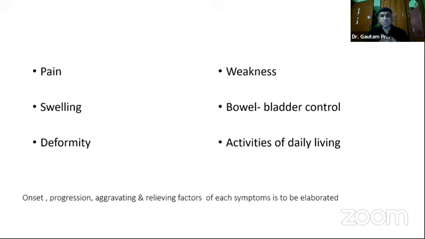When we come across a spine case in TB, the patient will present with one of these symptoms: pain, swelling, deformity, or weakness, and in weakness there can be bowel and bladder involvement, and activities of daily living can be hampered. One should go into detail for each and every symptom: how was the onset, how was the progress, and what has it led to. What disability it is causing in day-to-day living is more important, and that has to be noted down.